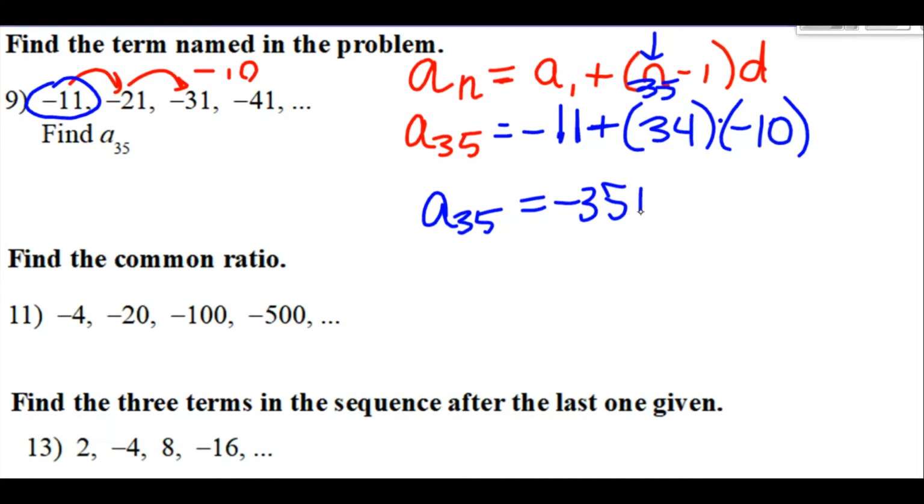11, find the common ratio. All right, common ratio is your hint that this is going to be geometric, but you can tell by looking at the numbers, it looks like we're multiplying times 5. So the ratio is 5.